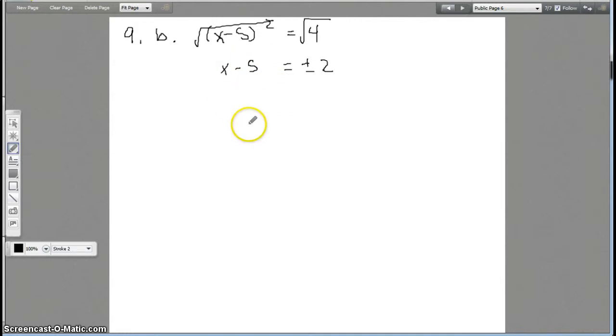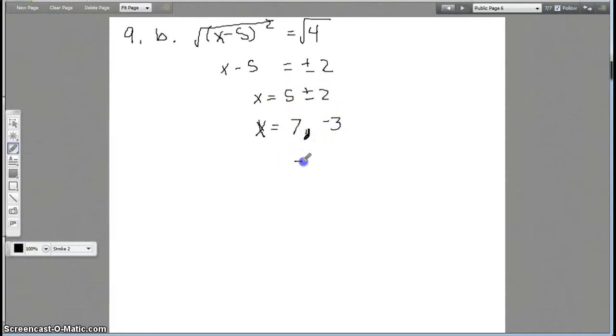Now I need to get the x term by itself. To do that, I need to add 5 to both sides. So x is equal to 5 plus or minus 2. Now, since there's no square root in this answer, I need to go ahead and find what these two numbers are. So our x is going to equal 5 plus 2 is 7. 5 minus 2 is negative 3.